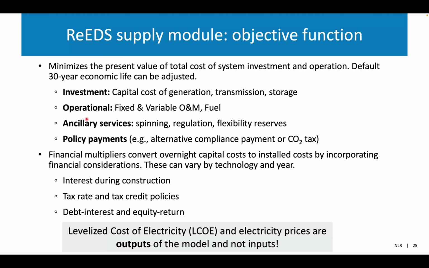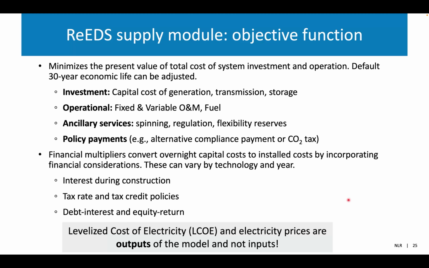You've got ancillary service costs for various services that the model needs to provide and pay for, like spinning, regulation, and flexibility reserve products. And of course, you have policy payments that must be paid for by the system for things like alternative compliance payments, CO2 taxes, or model-specific penalties that may act as proxies for institutional or industry barriers. These would be things like penalties to the objective function for rapid capacity expansion growth, siting and permitting limitations, etc.